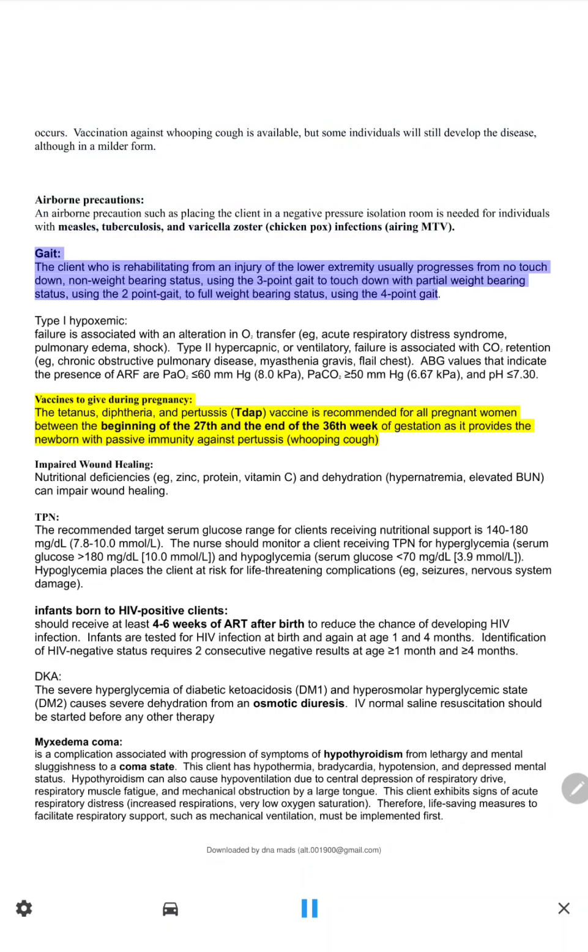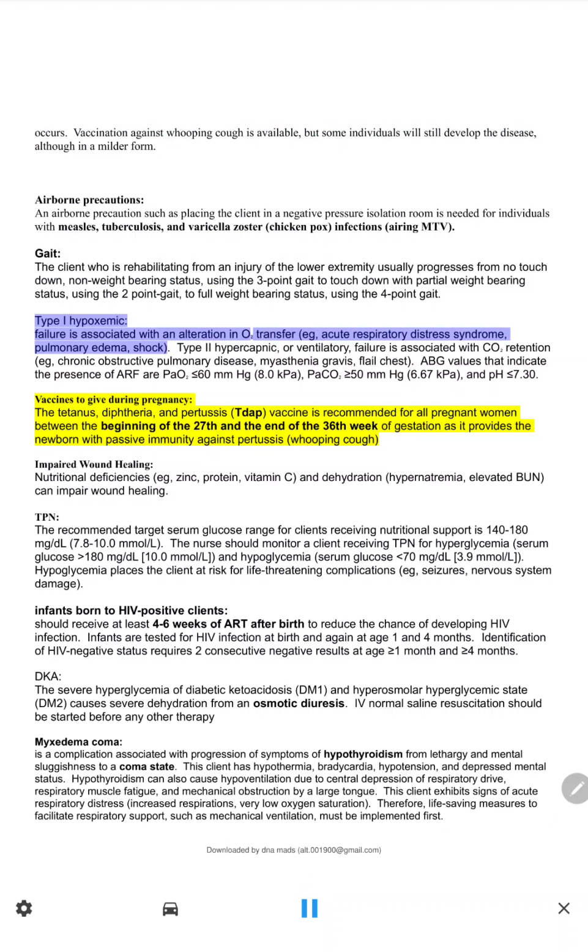Gait. The client who is rehabilitating from an injury of the lower extremity usually progresses from no touchdown, non-weight-bearing status, using the 3-point gait, to touchdown with partial weight-bearing status, using the 2-point gait, to full weight-bearing status, using the 4-point gait.